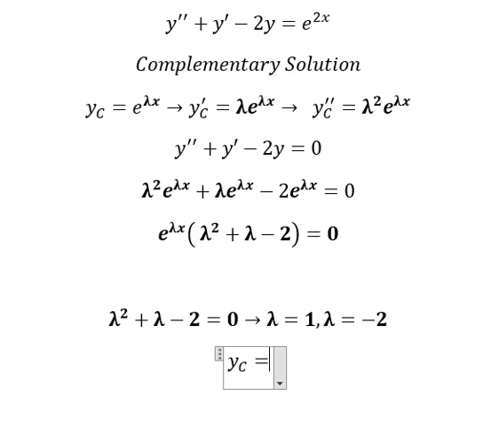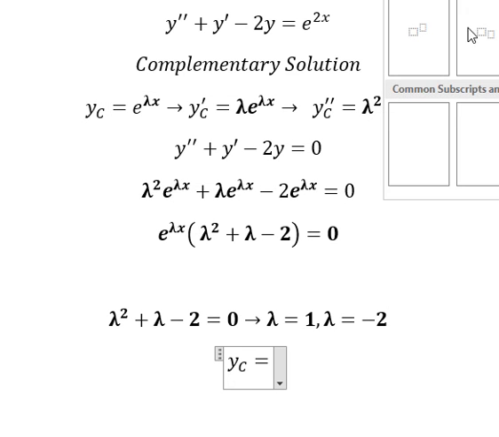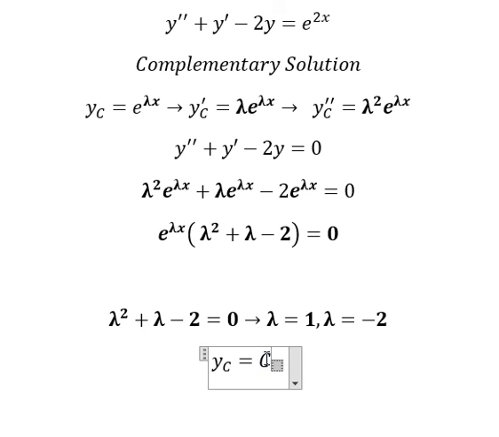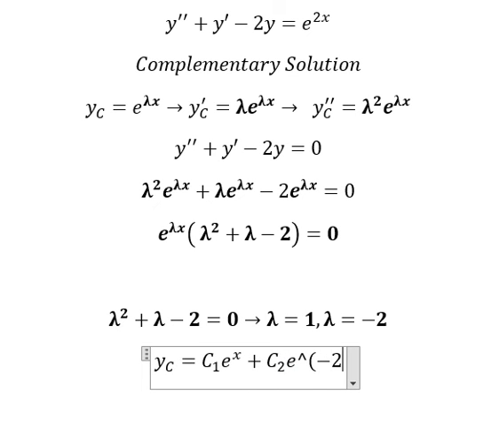That is c1, the constant number 1, e to the power of lambda s. So we put 1 in here and we have 1s, so we can write s. Then we have c2, the constant number 2, e to the power of negative 2s.